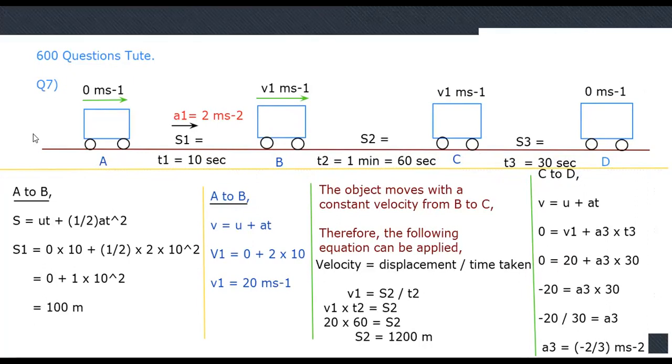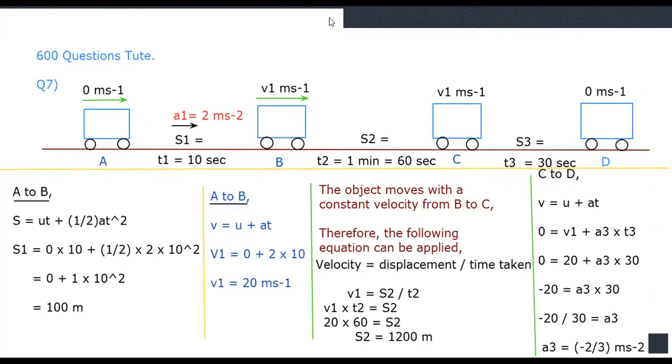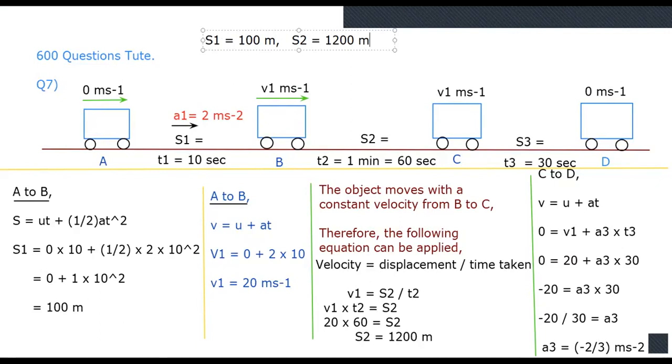Right. What should we do next, dear? What are the things that we have already found here? We have found that S1 equals 100 meter. Then we have found that S2 equals 1200 meter. Then we should find S3. So next one should be the value of S3. So what should we do to find S3, dear?